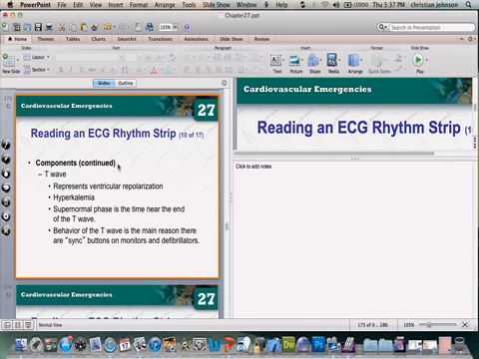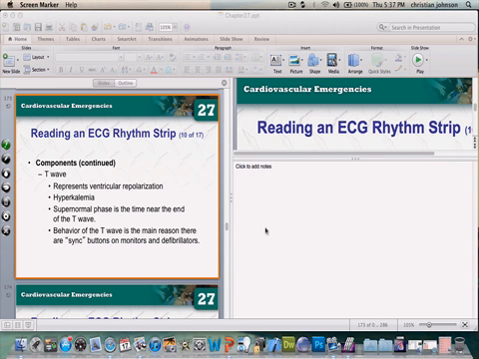Going on to the last component of the EKG would be our T wave. Now, the T wave is sort of the stepchild of all the waves because it is the one wave you don't need to.